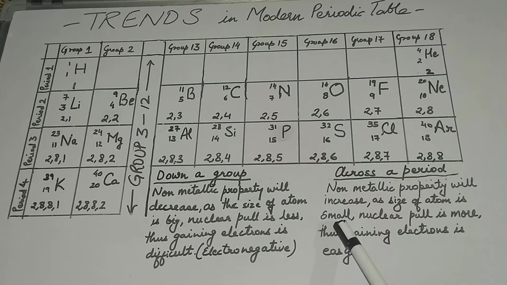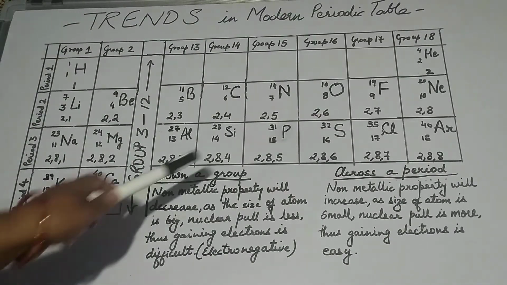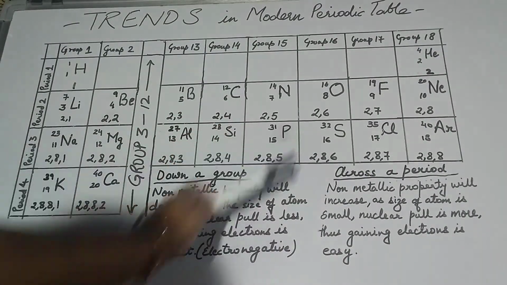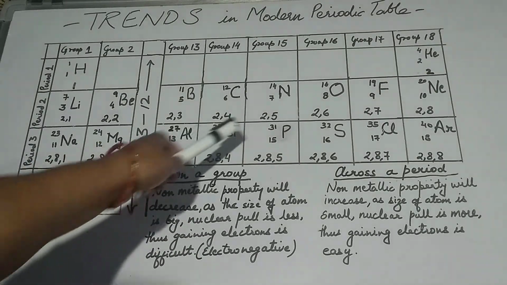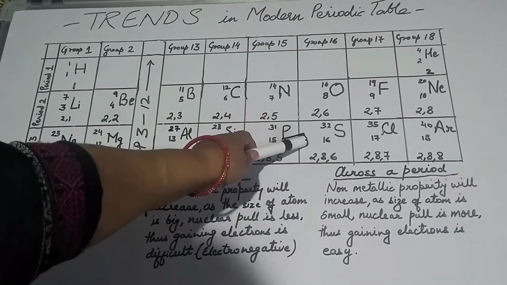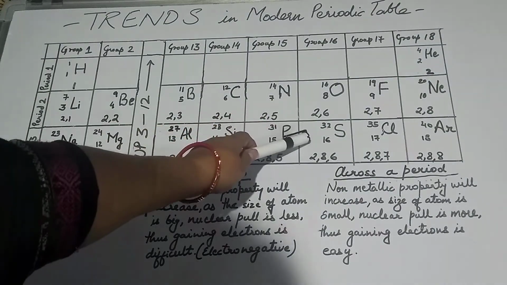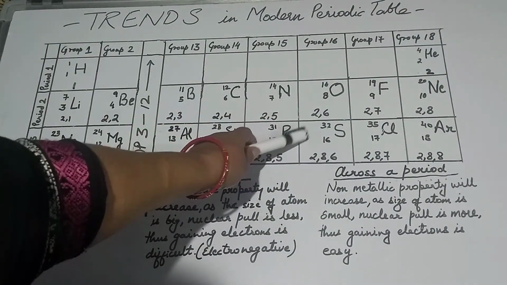Across a period, the non-metallic property is going to increase because the size of the atom has become small. So the nuclear pull is more and gaining of electrons is going to become easier. So if we are talking about oxygen and sulfur, then sulfur will have less non-metallic property compared to oxygen because this atom is smaller and this is bigger. So oxygen can easily gain electrons and it will be difficult for sulfur to gain electrons.